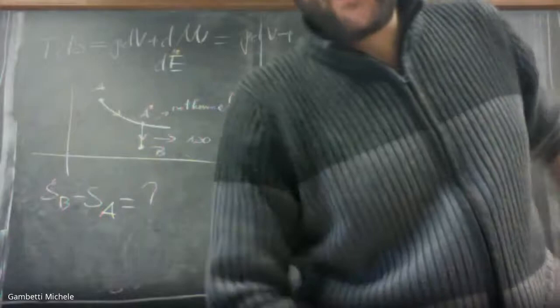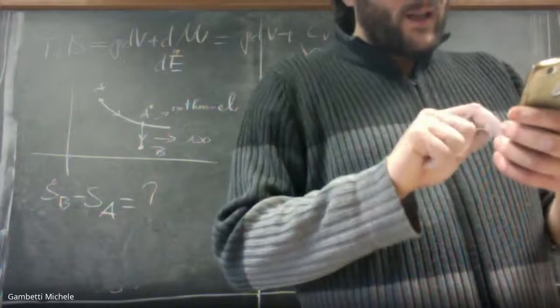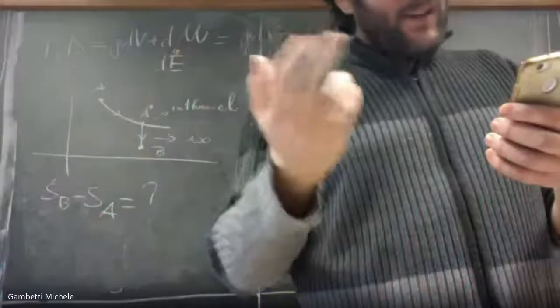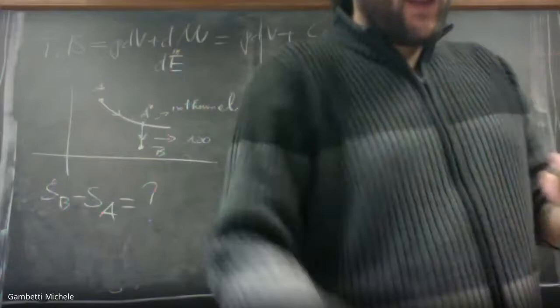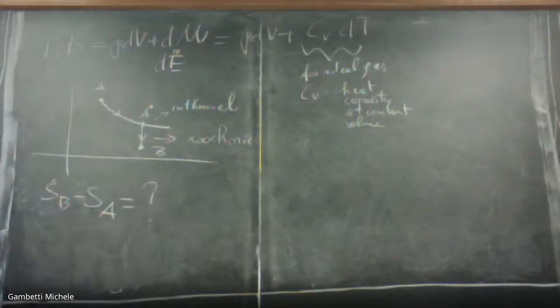Come si dice isopora in inglese? Qualcuno lo sa? No, purtroppo no. Isochoric, forse. I think it's isochoric. Yes, it's isochoric. But okay. Isochoric. Next year, I will know. Honestly, it didn't happen to me to say isochoric in any context. Okay, in any case.